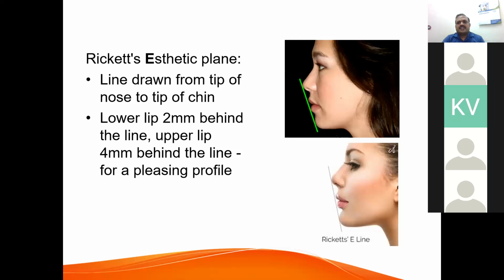This aesthetic line, everybody is aware of that? This line is drawn from the tip of the nose to the tip of the chin. Ideally the lower lip is 2 millimeters behind the line, and the upper lip is 4 millimeters behind the line for a pleasing profile. Ricketts aesthetic plane.